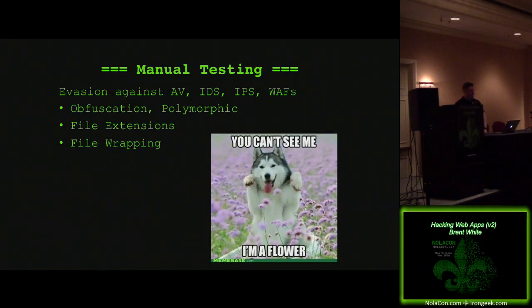And as I was talking about, evasion against antivirus, IDS, IPS, and WAFs, web application firewalls. More fun to say WAFs, but whatever. You want to obfuscate, use polymorphic code, anything that you can change. Again, can you change the file extensions, file wrapping, anything to trick the application to let you throw something on there you shouldn't.